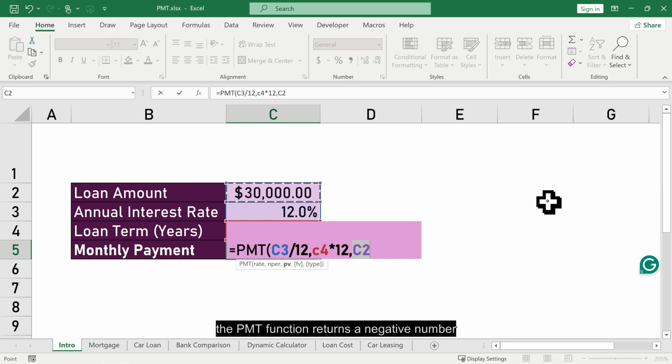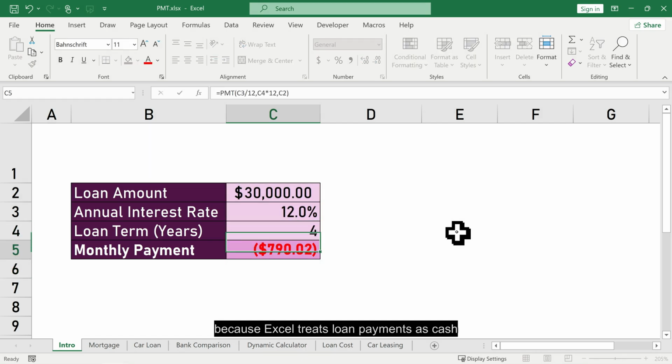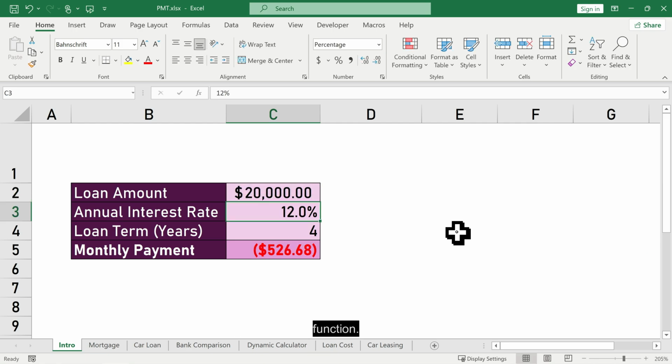One important note, the PMT function returns a negative number because Excel treats loan payments as cash outflows. If you want a positive result, simply place a minus sign in front of the function.